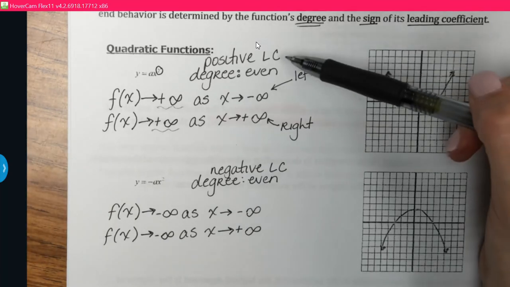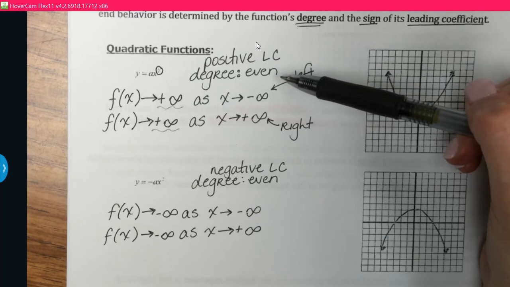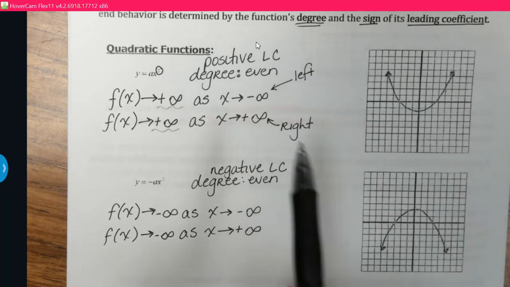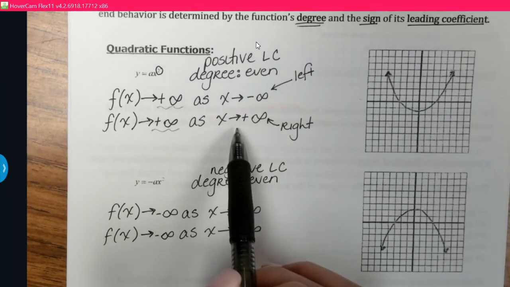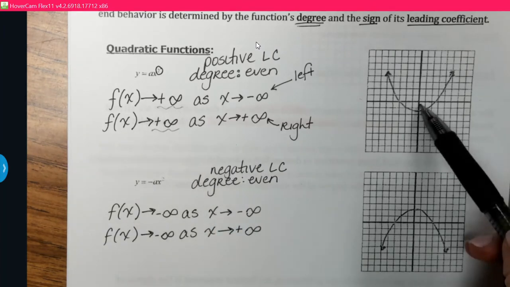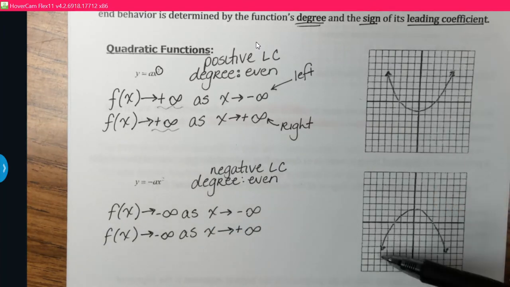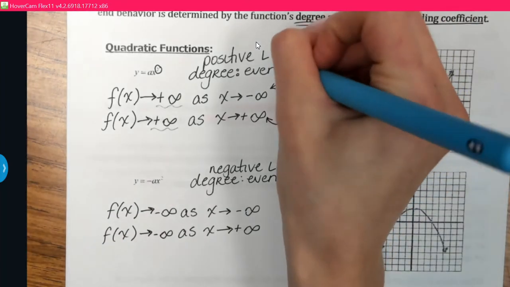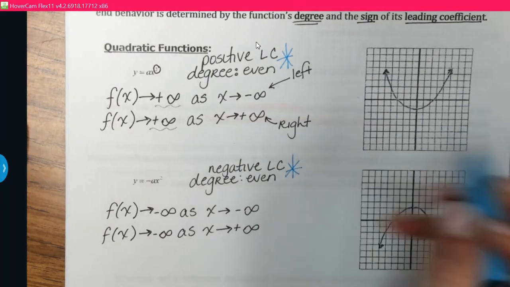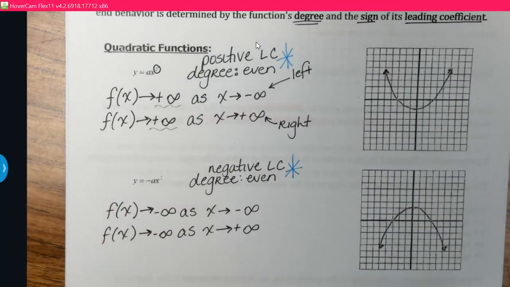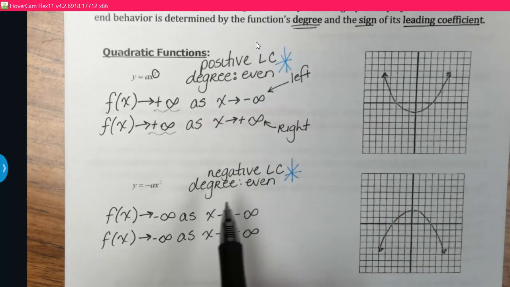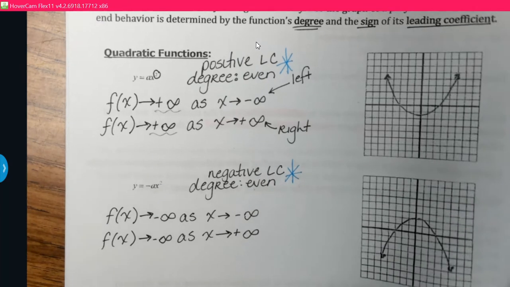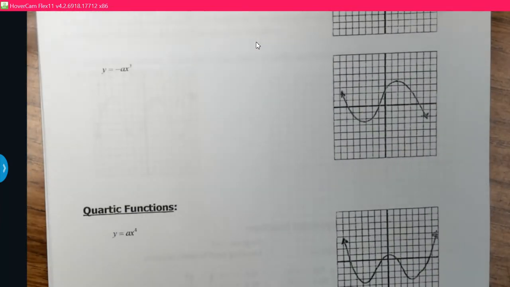So for a positive leading coefficient and an even degree for this quadratic, they're going the same direction. As x goes to negative infinity and as x approaches positive infinity, they're both going to positive infinity. Whereas when it opens down, they're both going to go to negative infinity. But again, the degree and the sign of the leading coefficient is going to determine what happens there. You're going to have to know this because I'm going to give you a function without the graph, and you're going to have to know those two aspects and what happens. Okay, so that's quadratic. We're going to look at cubic, quartic, and quintic.